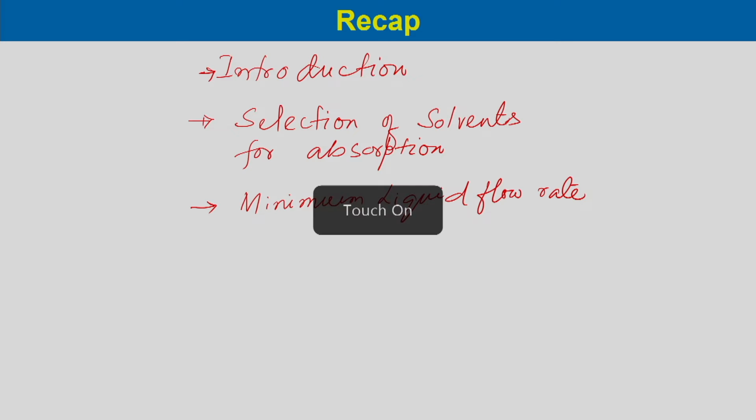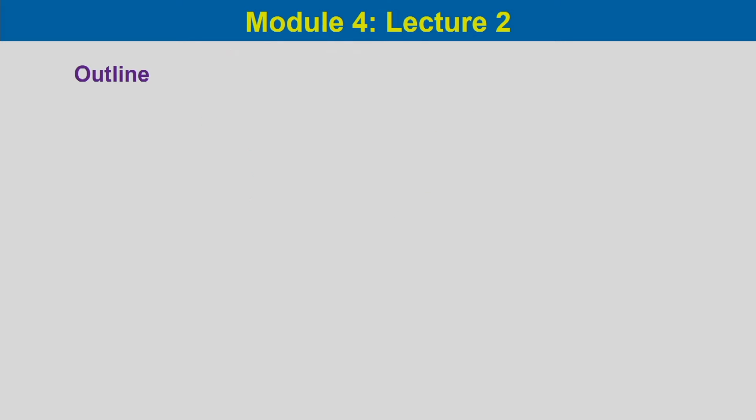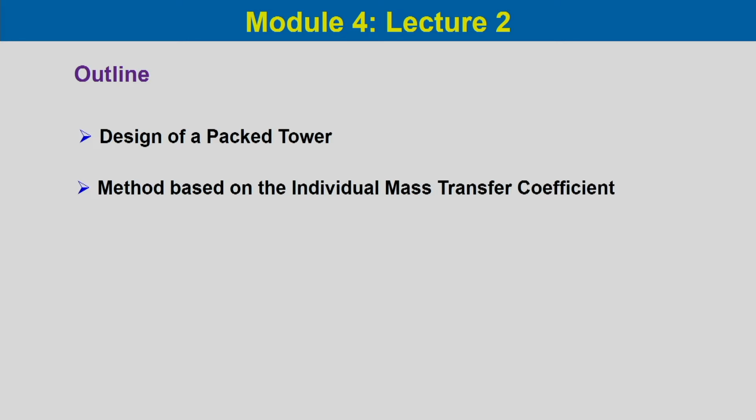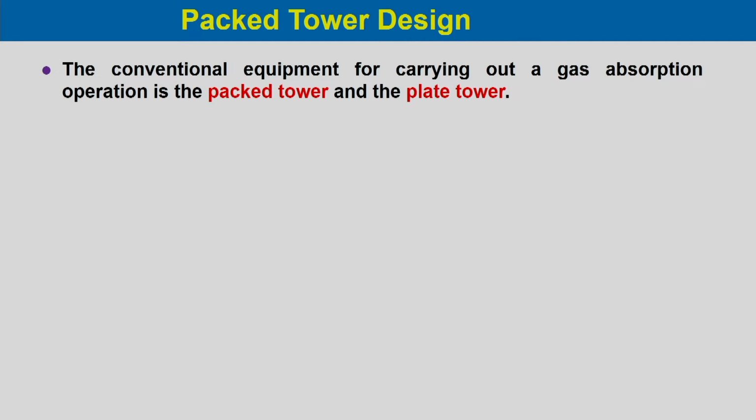So, in this lecture we will consider primarily the design of packed towers, and in this we will consider the first method based on the individual mass transfer coefficient. Mostly we will concentrate in this lecture on the individual mass transfer coefficient method. The conventional equipment for carrying out gas absorption operation is the packed towers and the plate towers that we have already discussed.